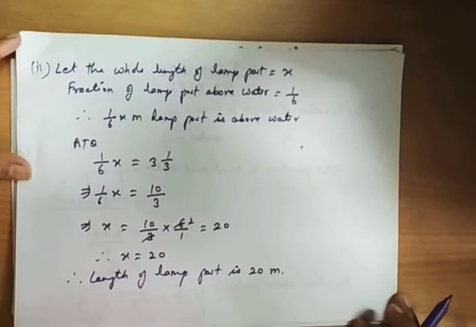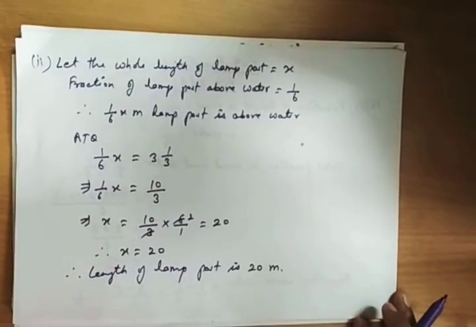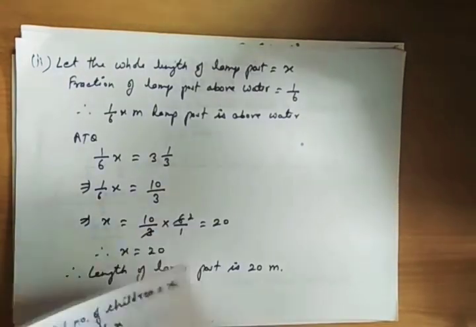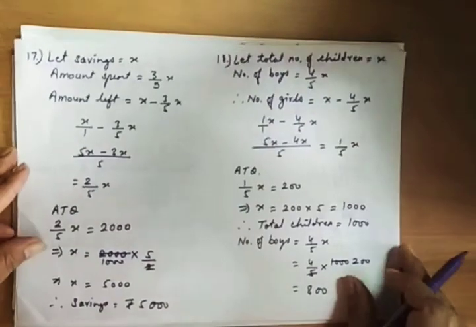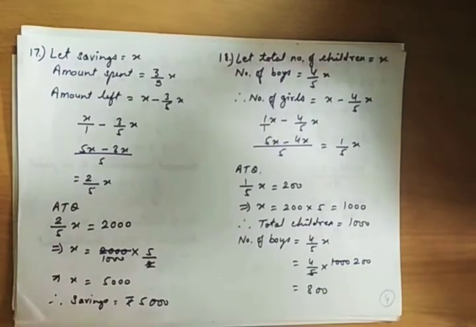Okay, so this is your question number 16. Now I am taking question number 17. See here, this is your question number 17. Question number 17 says that I spent 3 by 5 of my savings and still have rupees 2000 left. Beta, what is my saving? That is not given in the question.